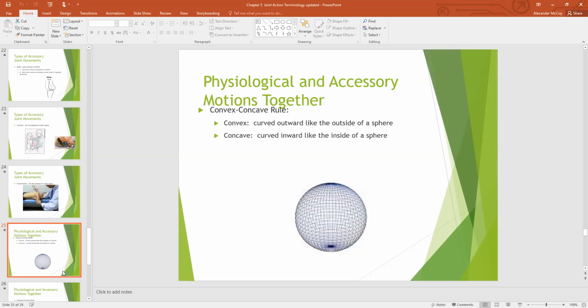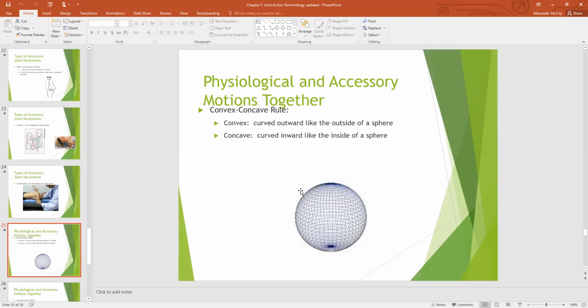So convex concave rule. This is in regards to the joint space and what happens in between two bones, okay? You will have a convex portion of a bone, and this is going to be curved outward like the outside of the sphere. Hopefully you guys can see my cursor. So like right here, this curves outward, okay? Versus concave will be the inside portion of the sphere. So like the inside, so you have the convex and concave. Convex, concave.